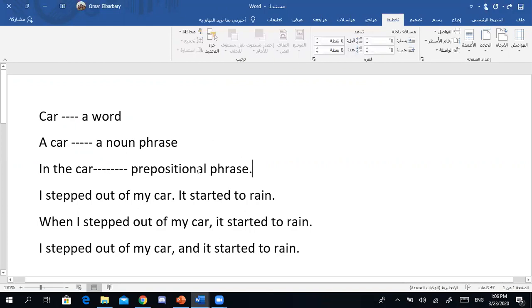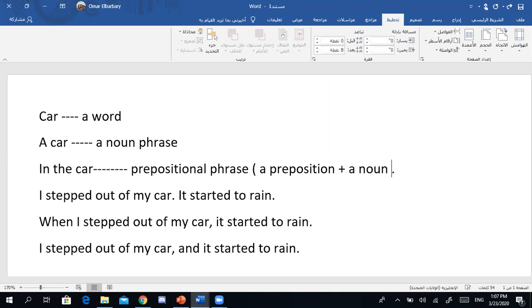So a prepositional phrase, you said, Omar. Aziz said, in the car is a prepositional phrase. Why do you think it's a prepositional phrase? Because in the is a preposition, plus a noun phrase. Yes, very good. It's a preposition plus a noun phrase. And the noun phrase is what? A noun phrase is the, which is an article, and car, which is a noun, right? Yes, very good.